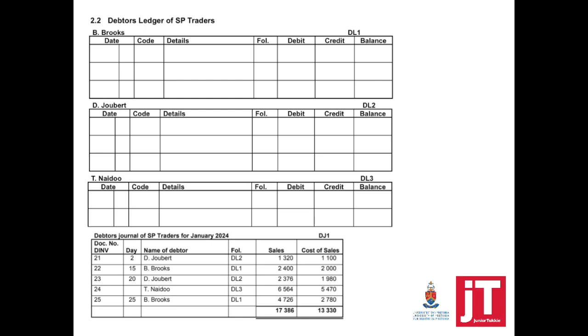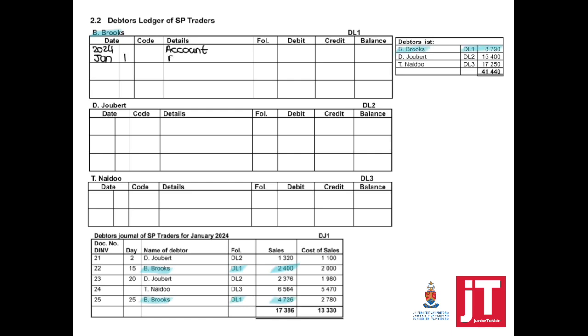But before we start with that, we need to first start with the opening balances. So this is new compared to activity 1. We can't post the transactions and then the opening balances. We start with B. Brooks. On the first day of the month, account rendered, it goes directly to balance. Nothing under debit, nothing under credit.